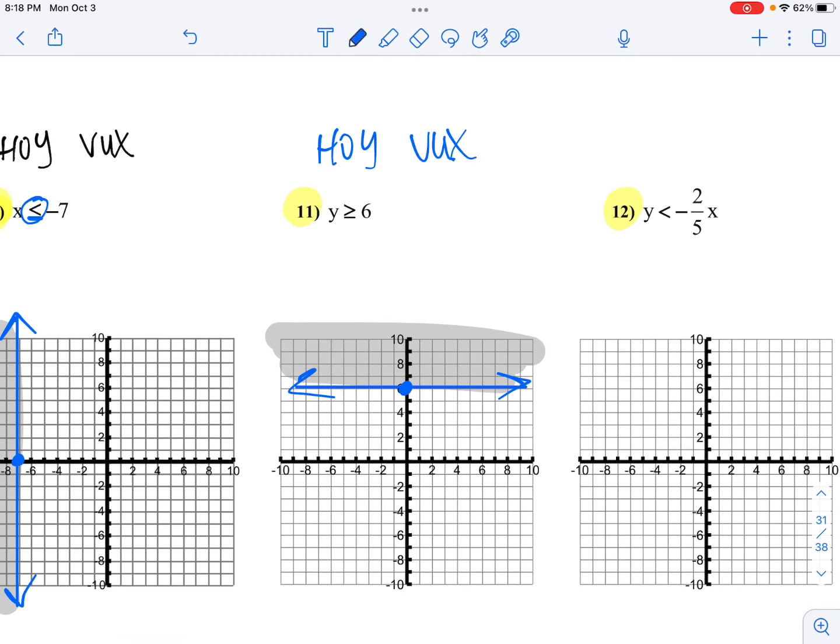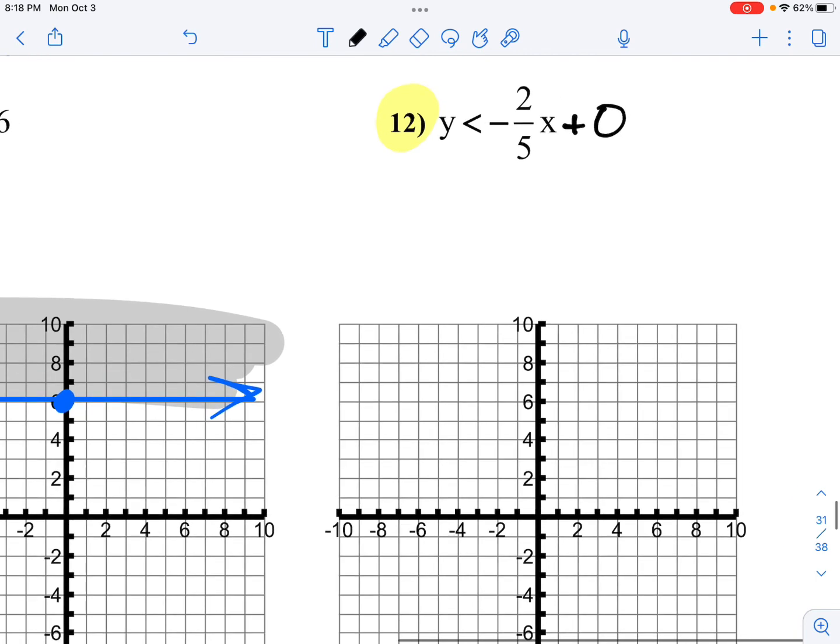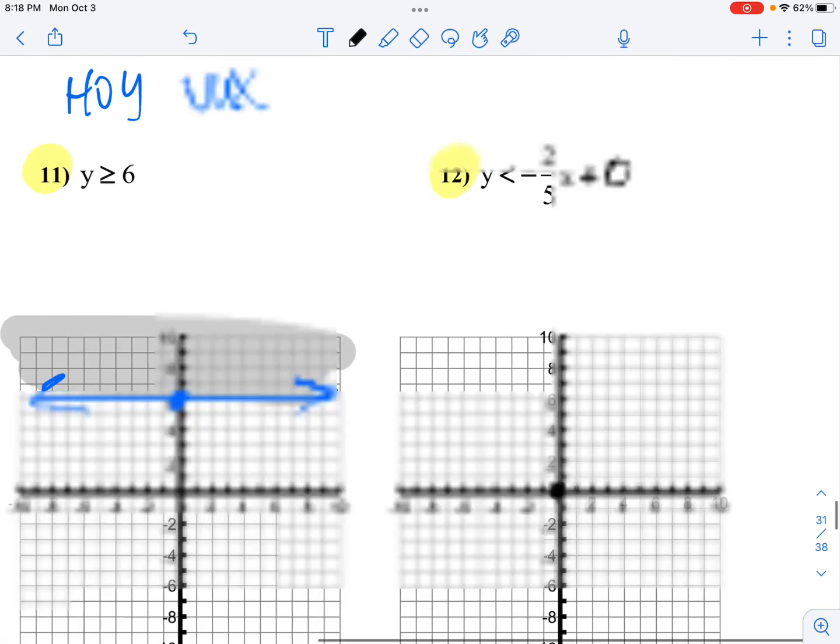Okay, number 12, I think is the last one I want to take a look at. Just because we have y and we have an inequality, we have a slope, but we don't have a number to start on. Do you remember what to do if there's no number to start on? You can put a +0 there if you want. Don't put a +1, but it's okay to put a +0. That just means that your first dot is on 0. And I know that's kind of weird, but that's an okay place to start also.